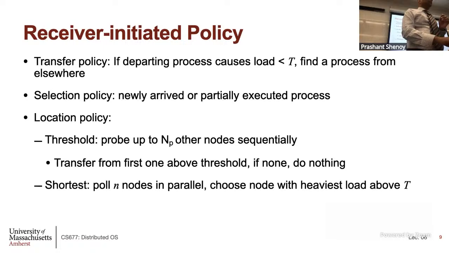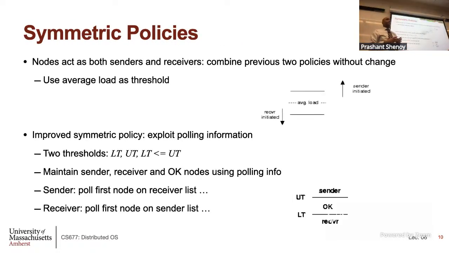Is that clear? Okay. So building on from there, we'll now look at a symmetric policy. In a symmetric policy, you say, why have one or the other? Let's have both. So now there are two thresholds. There's a low threshold and a high threshold. If a machine has a load that's above the high threshold, it's a sender. It's trying to actively find nodes to offload work. If a node has load below a low threshold, it's a receiver. It's also going to go around actively looking for work. So you have both of those policies actually operating at the same time. The senders can actively offload work, or a receiver can go and pick some work from some other node.